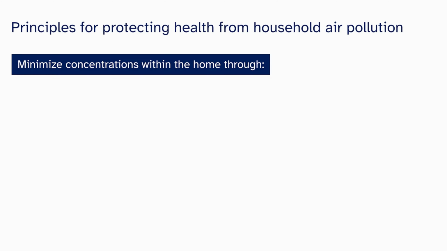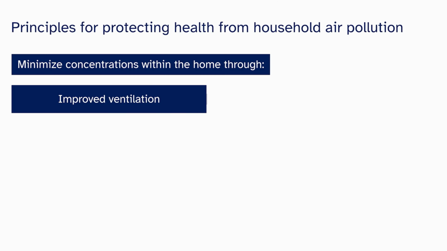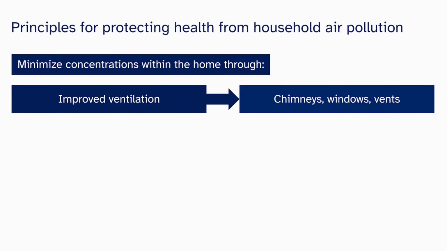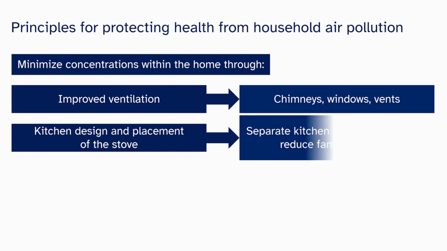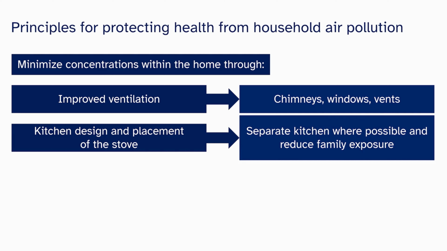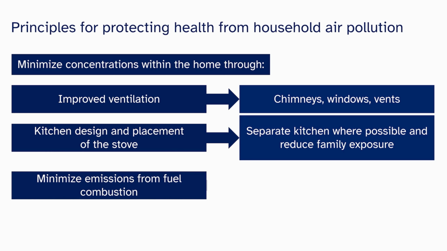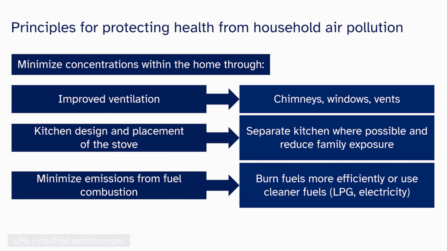Minimize concentrations of household air pollution within the home through improved living conditions, such as improved ventilation, for example, chimneys, windows, vents, and so on. Kitchen design and placement of the stove, for example, separate kitchen from the rest of the house wherever possible and reduce family exposure. And minimize emissions from fuel combustion by burning fuels more efficiently or using cleaner fuels such as LPG and electricity.